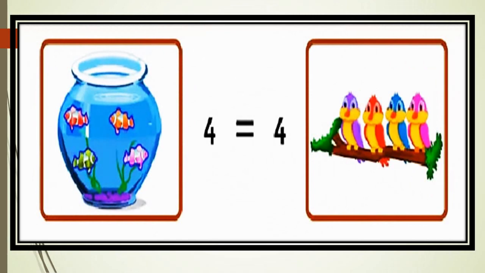Now, look at these two groups. We can see one group of fish and other group of birds. Let's count how many fish here. 1, 2, 3, 4. Let's count how many birds here. 1, 2, 3, 4. There are 4 fish and 4 birds. That is the number of fish is equal to the number of birds. So we can read this as 4 is equal to 4. Let us see some more examples.